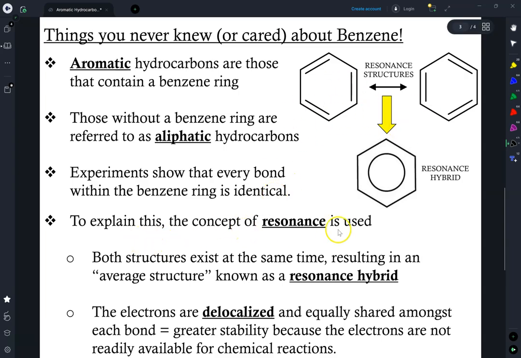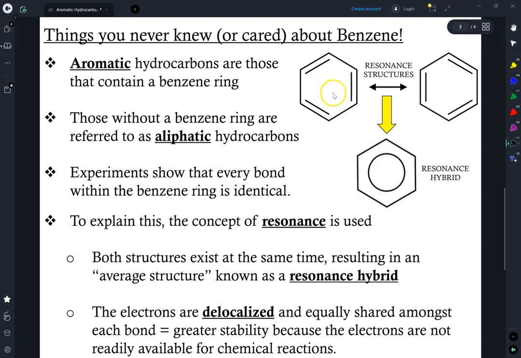To explain this, the concept of resonance is used. In such cases, the electrons are delocalized and equally shared amongst each bond. This provides greater stability because the electrons are not readily available for chemical reactions. So when you draw benzene, you could do it like this, or you could draw the double bonds over here like this. However, neither of these drawings is accurate.